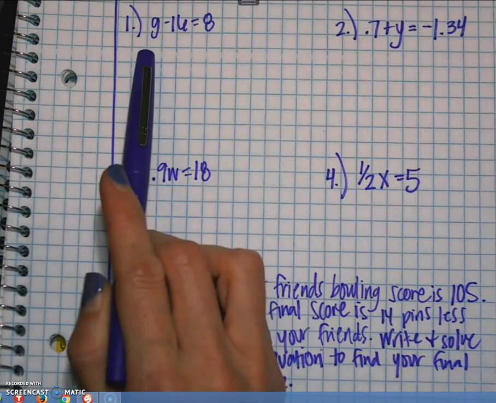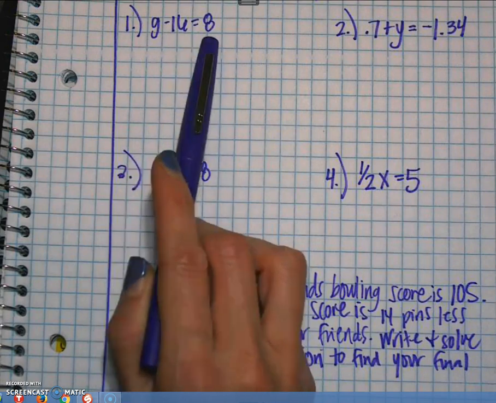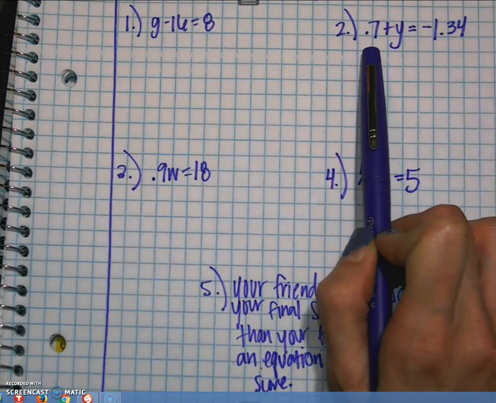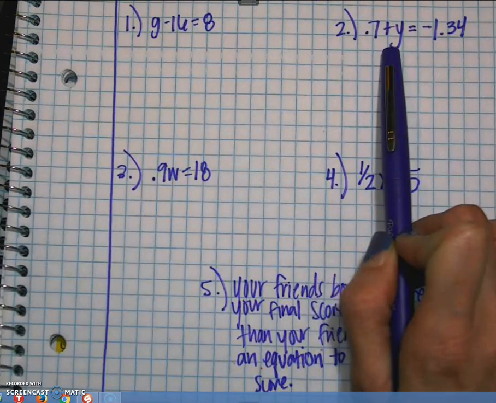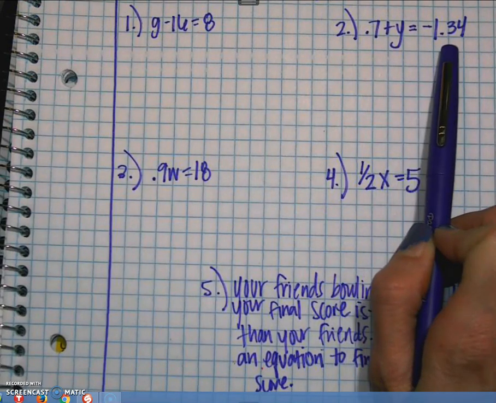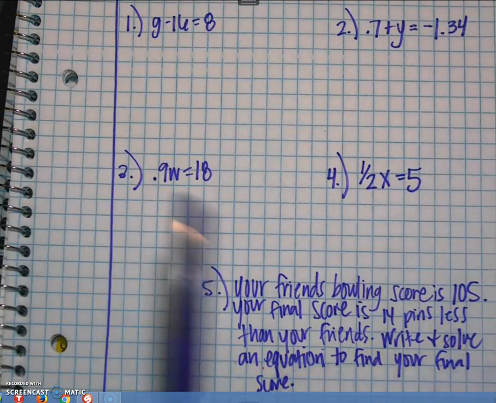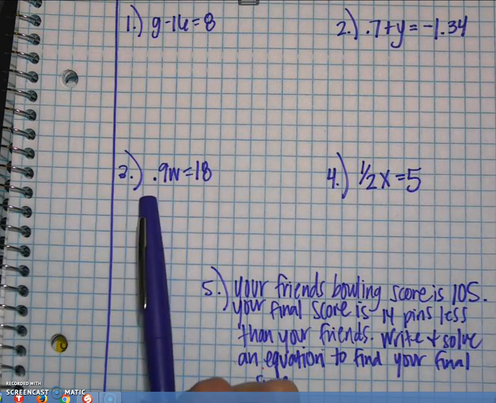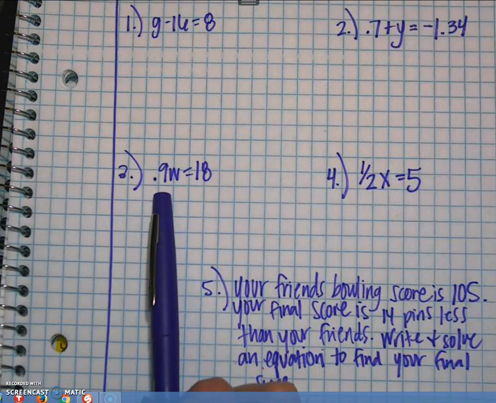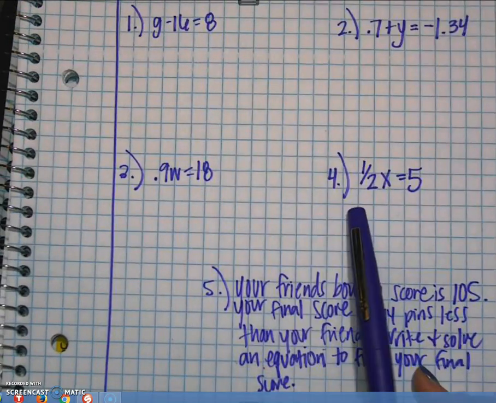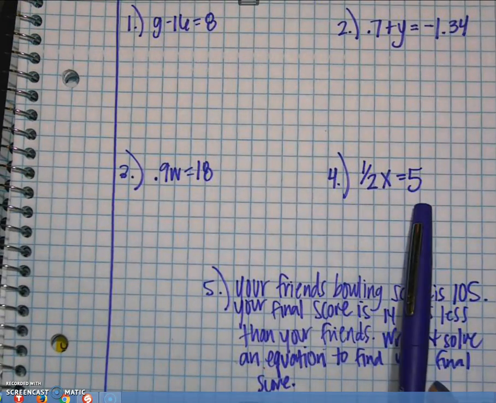So number 1, g minus 16 equals 8. Number 2, 7/10 or 0.7 plus y equals negative 1.34. That's also the same as 34/100. Number 3 is 0.9 w or 9/10 w equals 18. And then number 4 is 1/2 x equals 5.